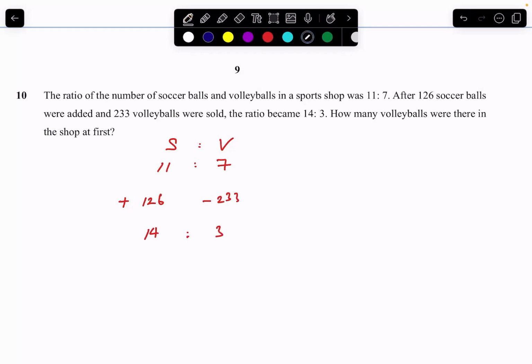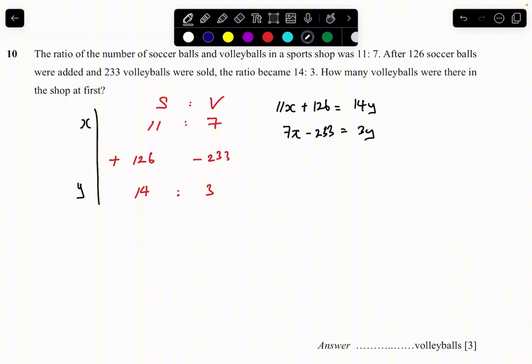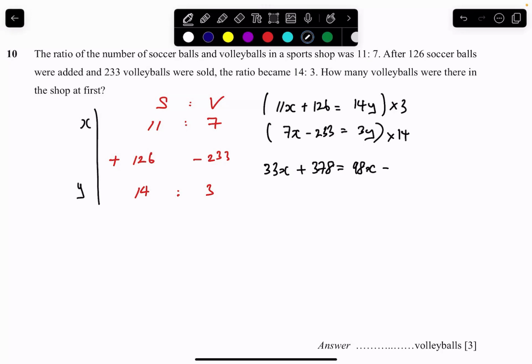Let's call the first portion x, the second portion y. So 11x plus 126 equals 14y, and 7x minus 3 equals 3y. Now let's make the y the same. For 14 and 3, just cross multiply. This whole thing I'm going to multiply by 3, and this whole thing by 14. So I'll get 33x plus 378 equals 98x minus 42.